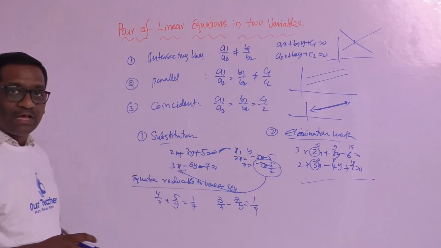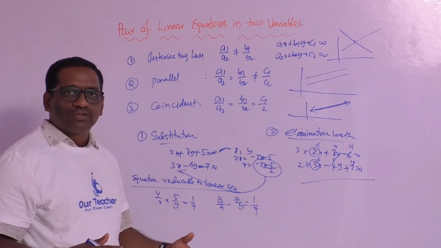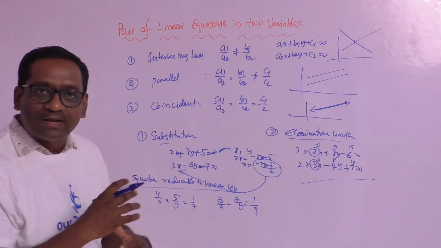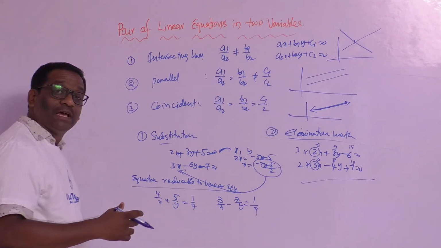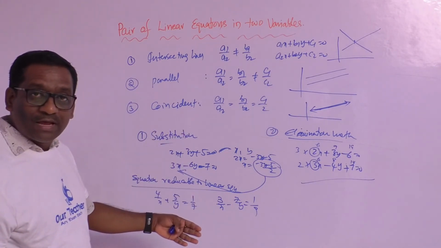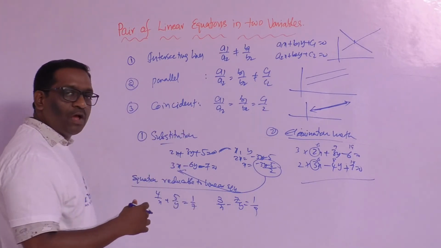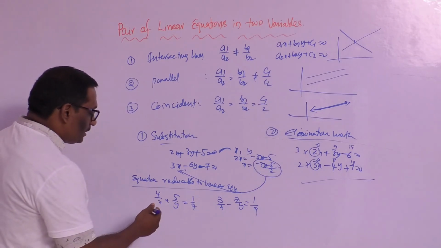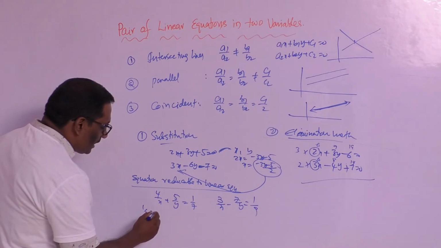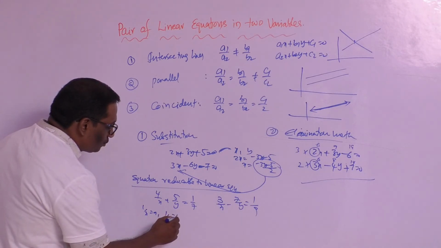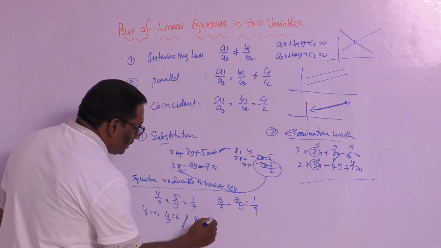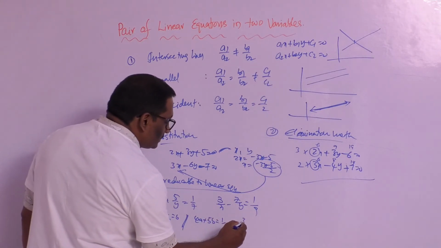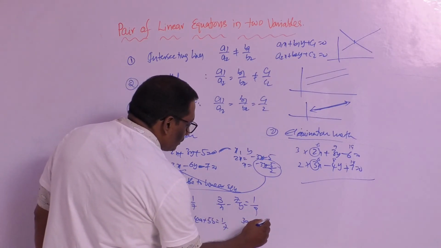These two equations we cannot solve directly. So we have to reduce them into the form of linear equations. How to reduce: here 1 by x and 1 by y are there. So take 1 by x as a, and 1 by y as b. Then the equations become 4a plus 5b is equal to 1 by 7, and 3a minus 7b is equal to 1 by 9.